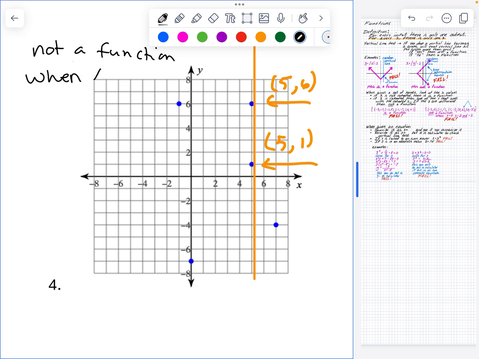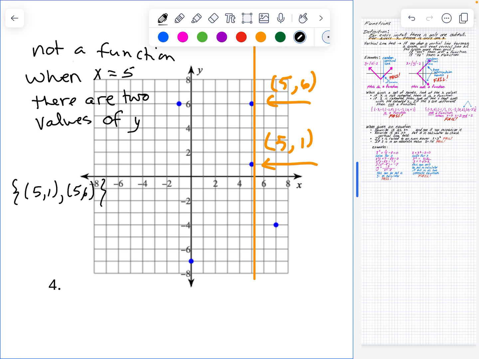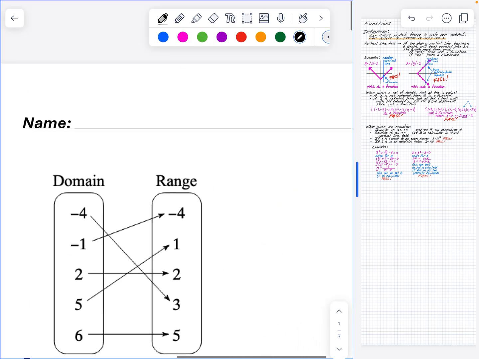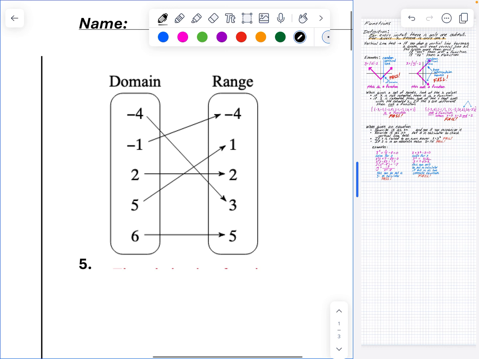When x equals 5, there are two values of y. If you were to list them as a set of ordered points, we would have (5, 1) and (5, 6), and they wouldn't work. If we look at, okay, these are called maps.